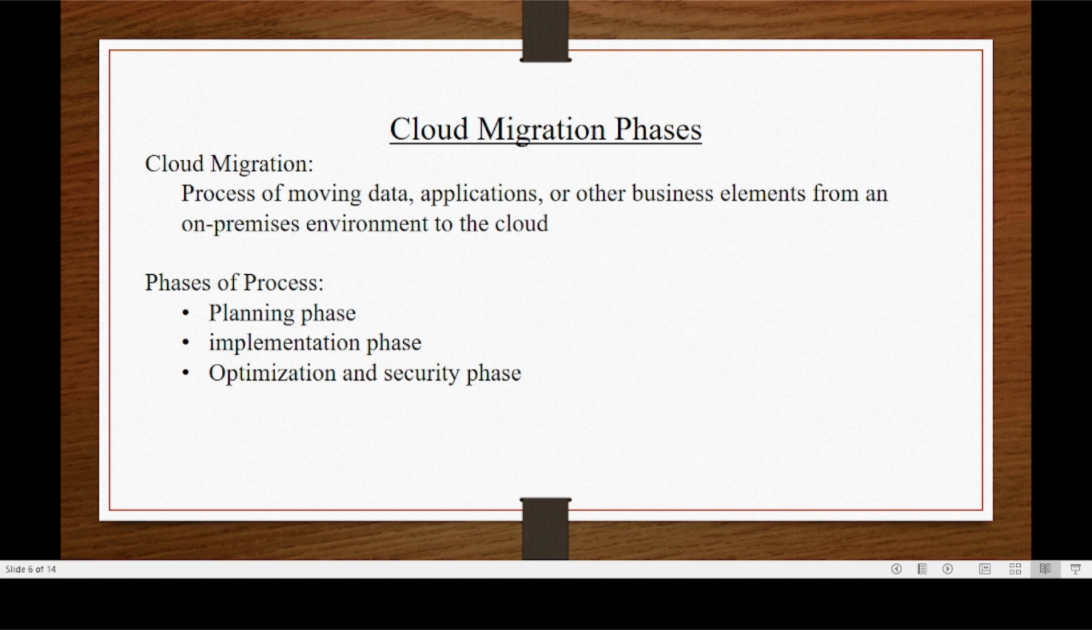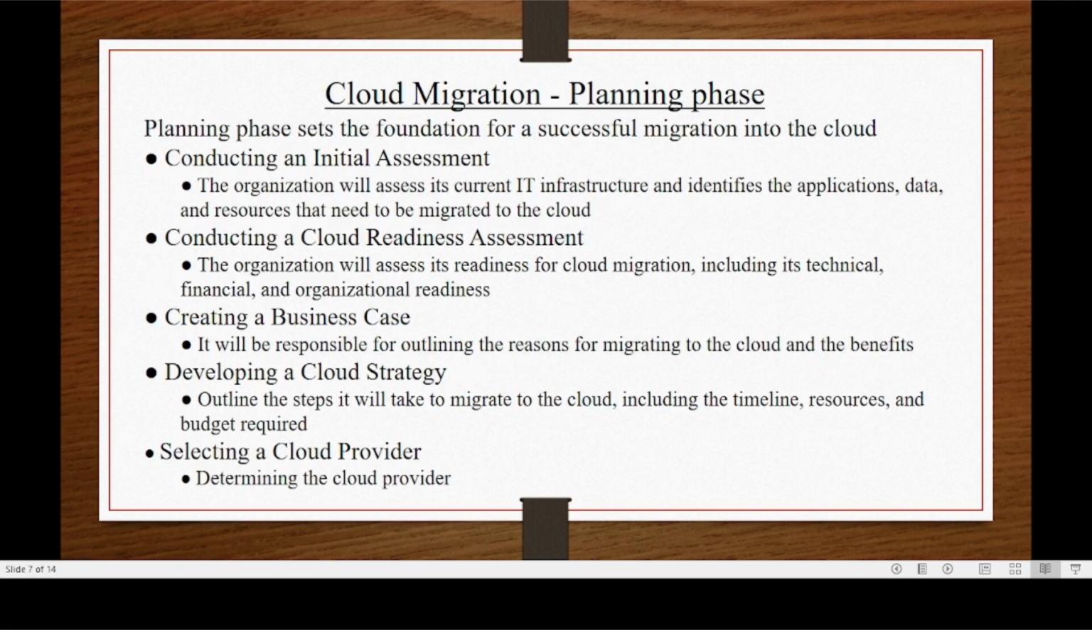Now let's see about cloud migration process. What is cloud migration? It is a process of moving data, applications and other business elements from an on-premise environment to the cloud. The process contains three phases. The first one is planning phase, second one is implementation phase, and the third phase is the optimization and security phase. Let's see about planning phase.